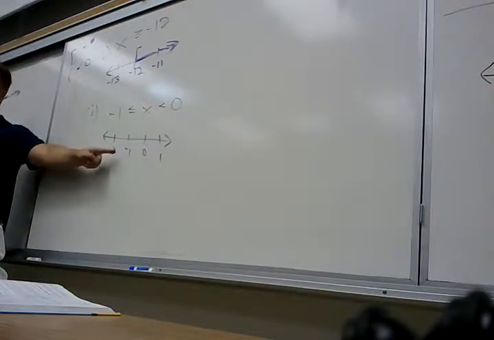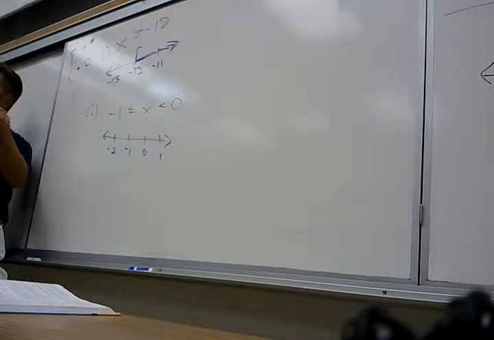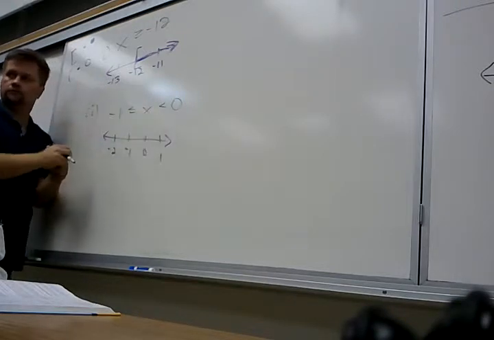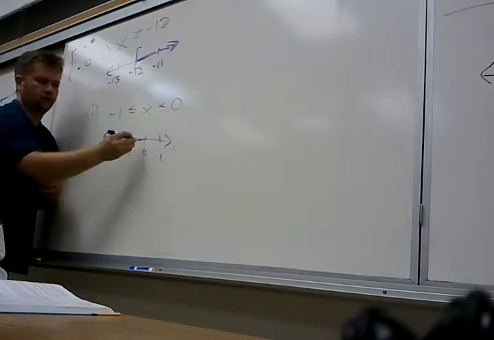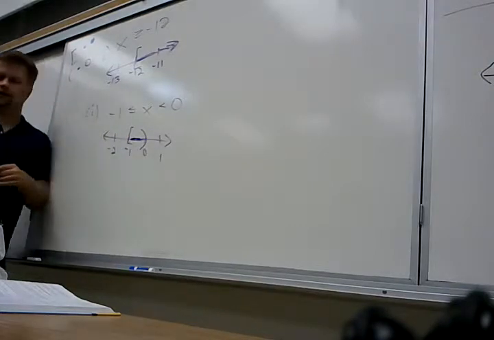What symbol should be on the -1? Bracket. And what symbol should be on the 0? Parenthesis. And where are you going to shade? In between. All my answers are in between -1 and 0. Don't include the 0, but definitely include the -1.